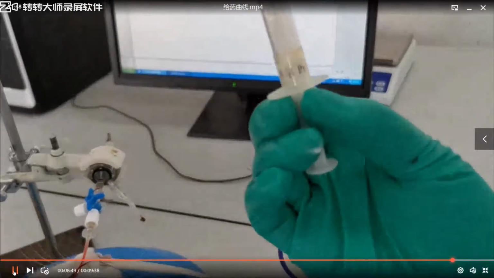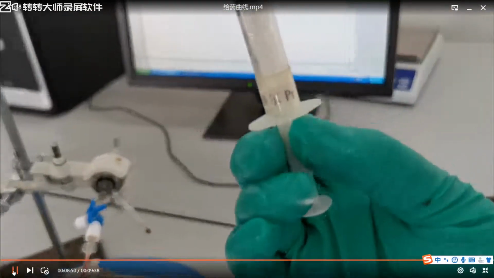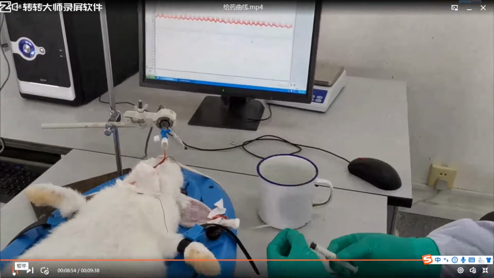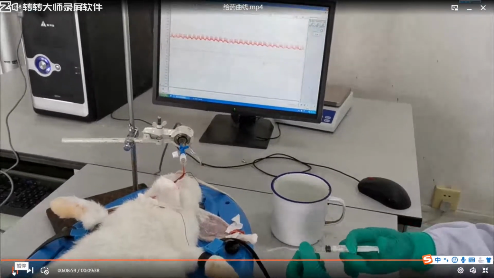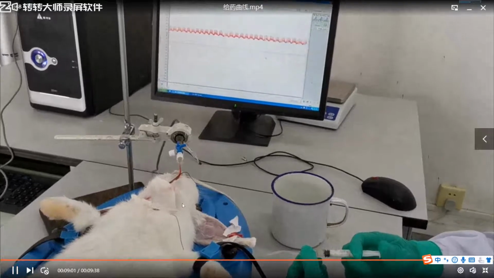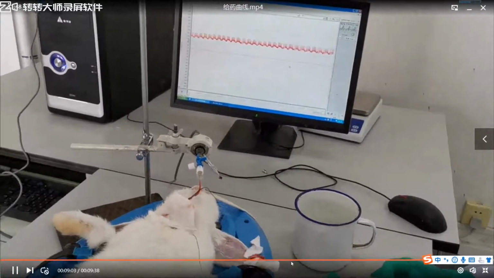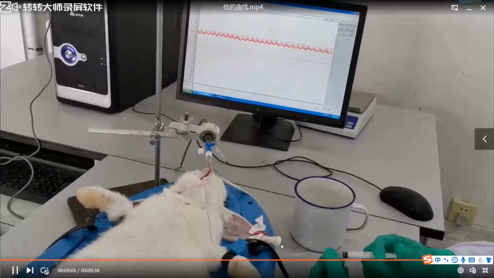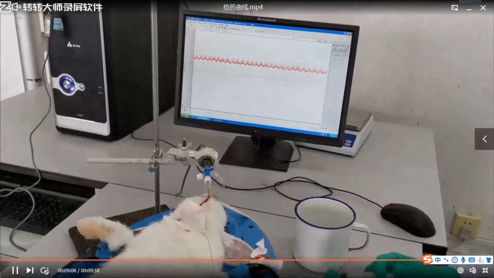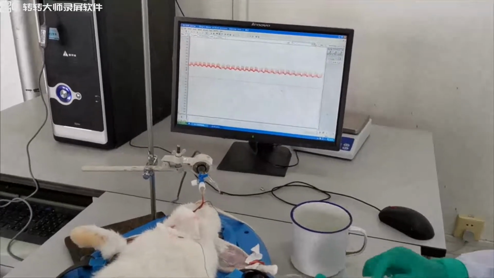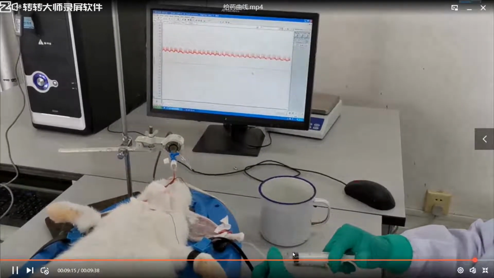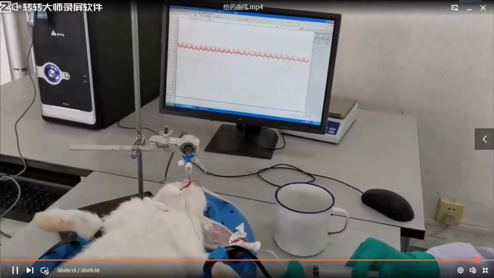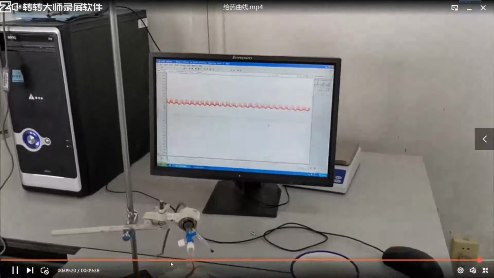Let's inject the beta receptor blocker, propranolol. So propranolol 0.5 milliliter per kilogram. We give 1 milliliter of propranolol, slowly by intravenous injection from the scalp acupuncture injector. Inject slowly, and then use normal saline to make sure the propranolol flows into the blood circulation.